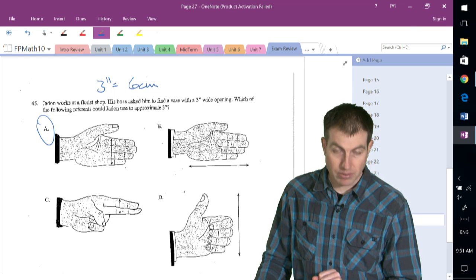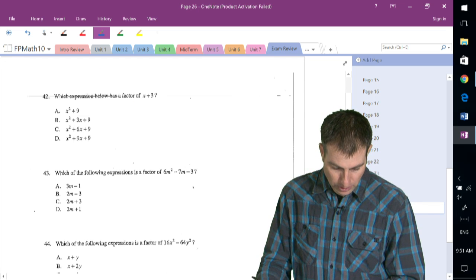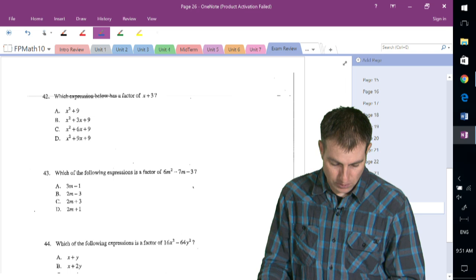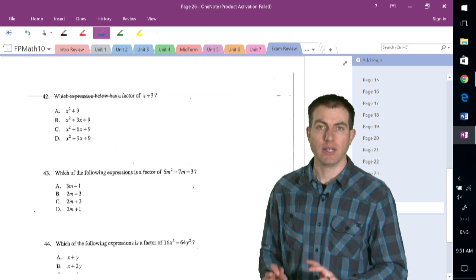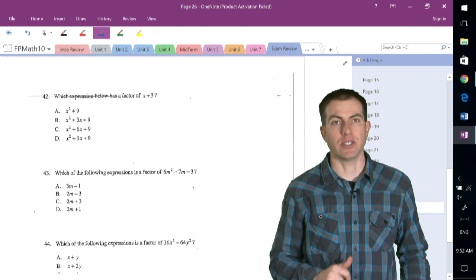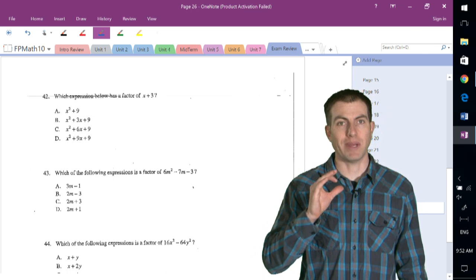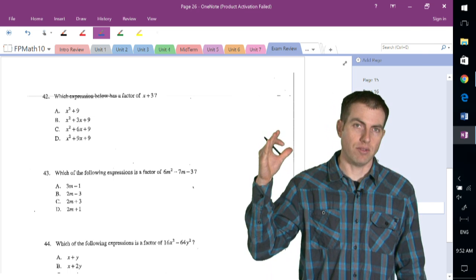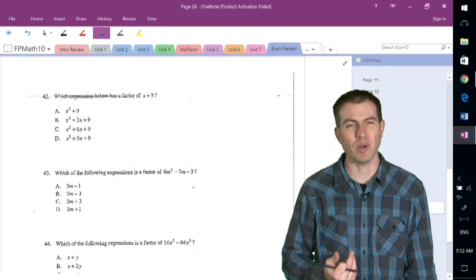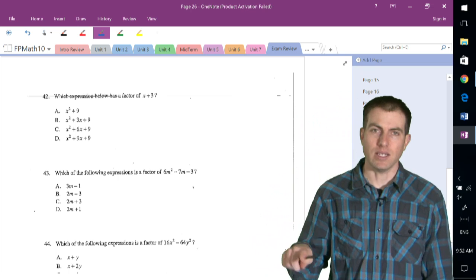That was 45, and then 42. Which expression below has a factor of x plus 3? So, a factoring question. Instead of saying, here's a trinomial, factor it, they're saying, here's 4 trinomials, which one of them has a factor of what we're starting with? So it's an evil way of making you do 3 questions, or 4 questions, I should say, instead of 1.